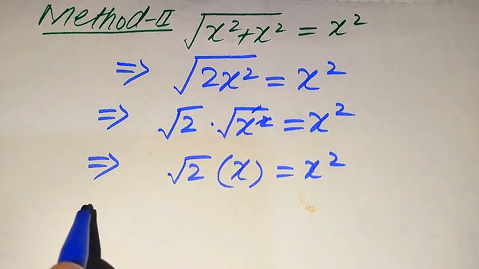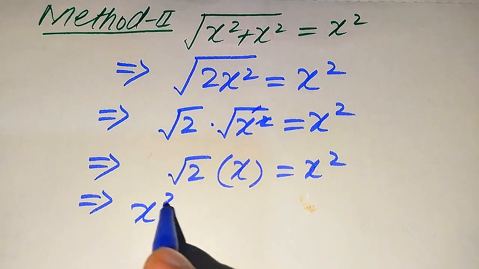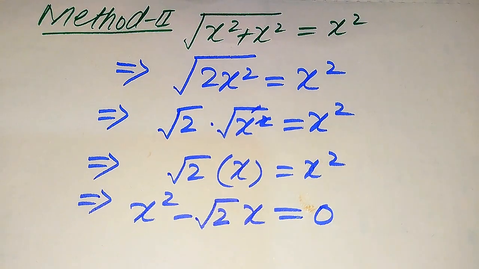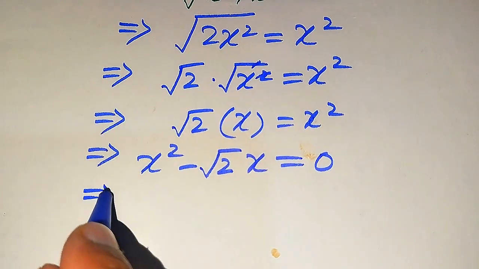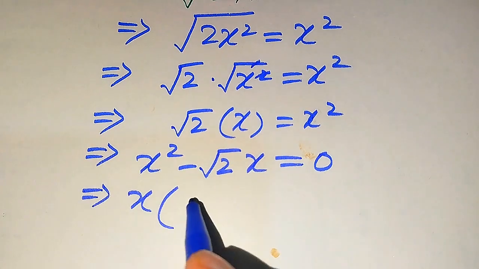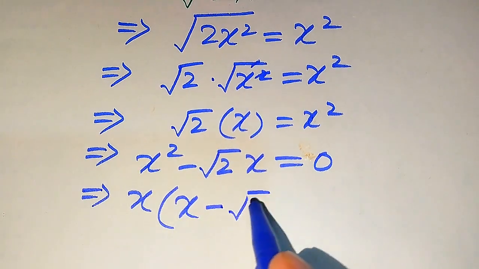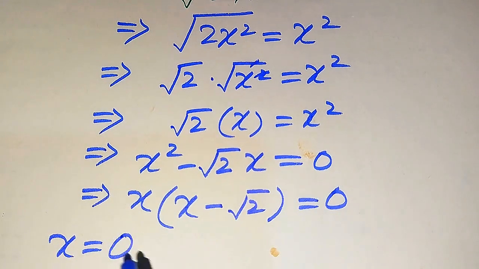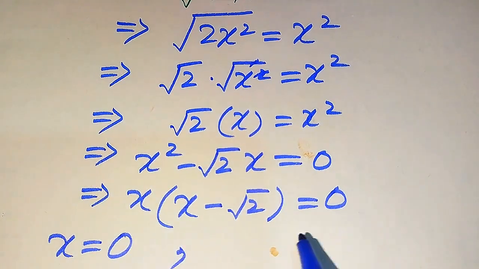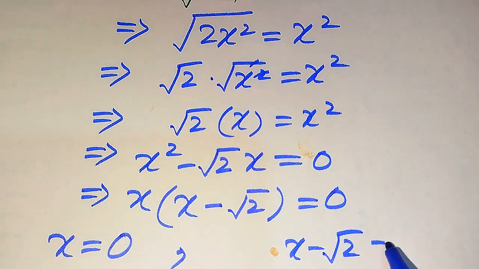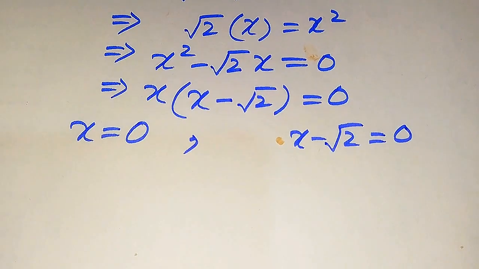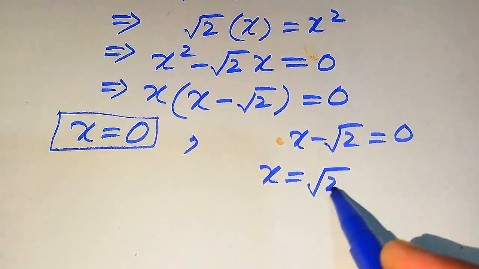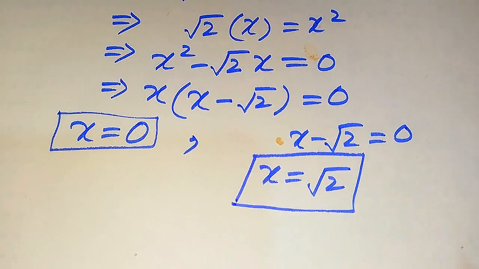Now we move these two terms to the right-hand side, and it becomes x squared minus square root of 2 times x, and this whole equation is equal to 0. Now we take x common, and when you take x common, the remaining values are x minus square root of 2 equals 0. Here we divide this into two cases. The first case is x equals 0, and the second case is x minus square root of 2 equals 0. So this is our first root of the given equation, and from here we get the value of x equal to square root of 2. This is the second root of the given equation.